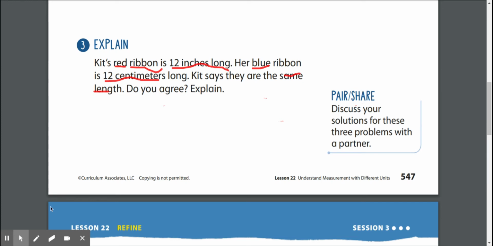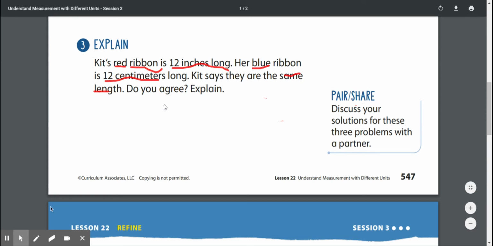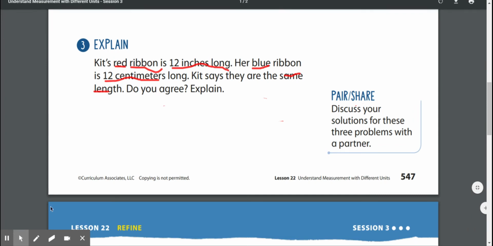So are they the same size? I already think that they are not, because I know inches and centimeters are different units of measure. So we don't agree. Let's explain why we don't agree.